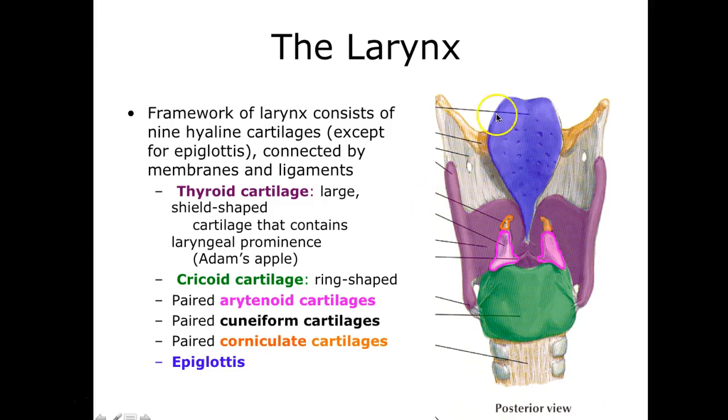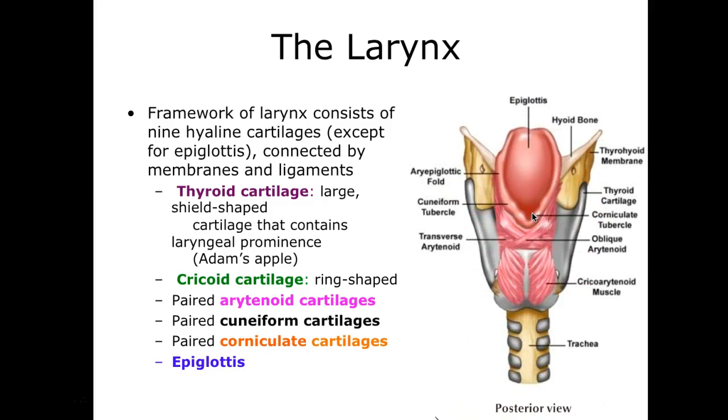So and lastly, we have this leaf-like epiglottis that is made up of elastic cartilage. Remember that this is going to be the piece of cartilage that folds down to cover the larynx so that food and water do not go down into your trachea and into your lungs. So this is the look that you're going to see with it covered with the mucous membranes.